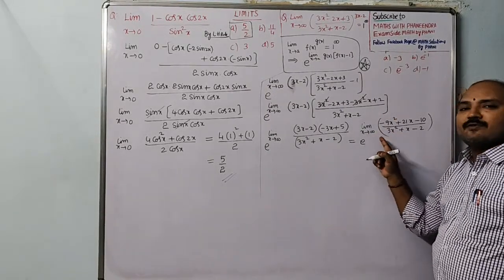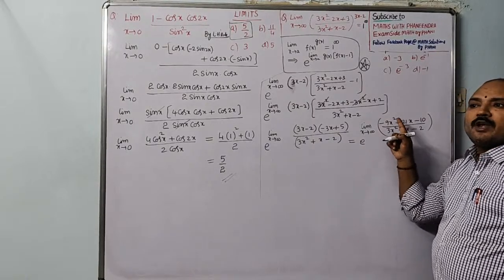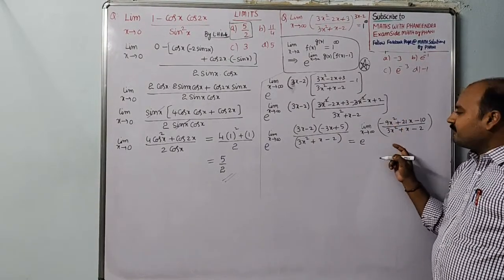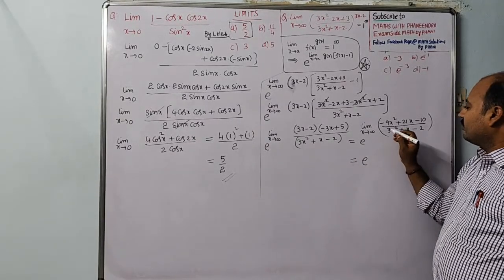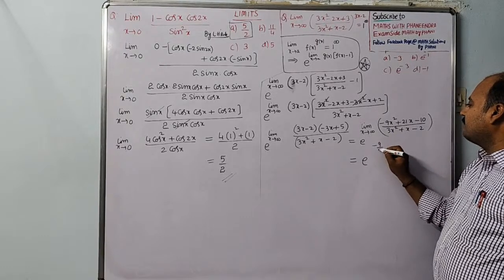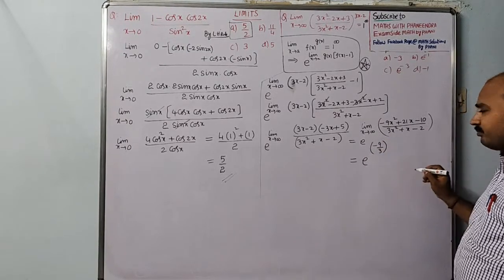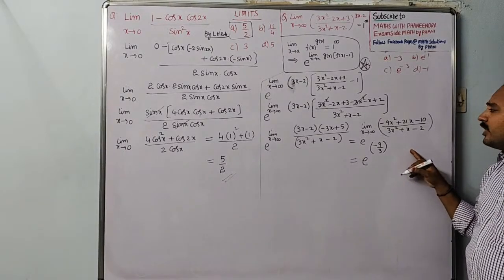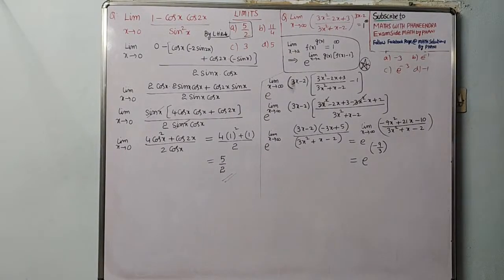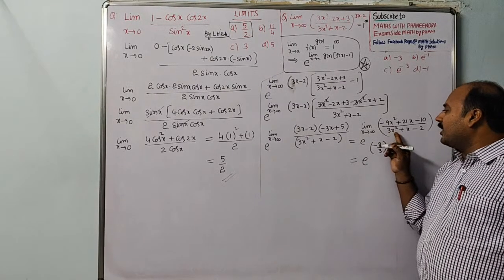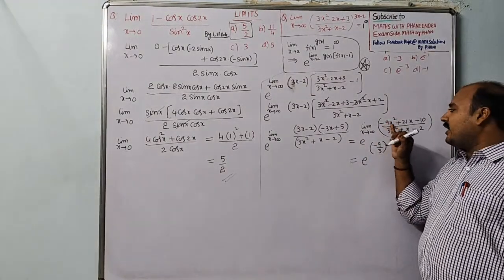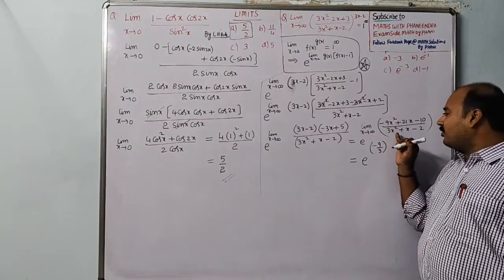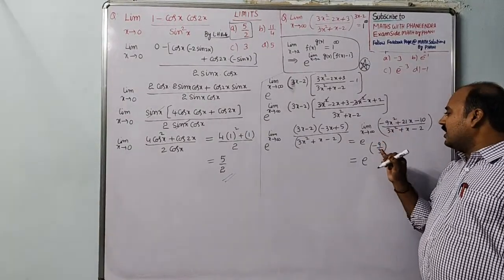Whenever x tends to infinity, both numerator and denominator degrees are the same. Their coefficient ratio is the answer, dear students. So, e power minus 9 by 3. Whenever the numerator and denominator degree are the same as x tends to infinity, it is the highest power coefficient in the numerator divided by the highest power coefficient of the denominator. So minus 9 by 3.